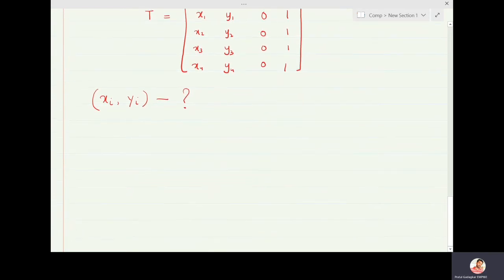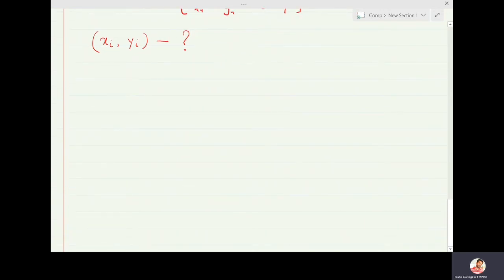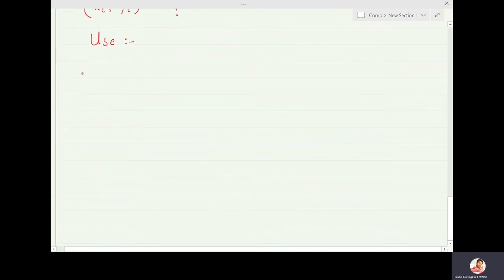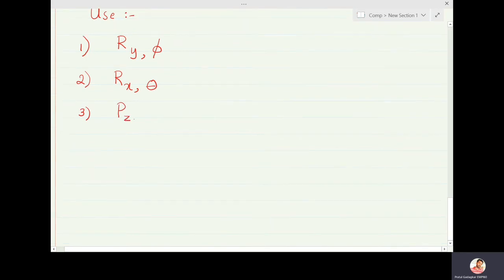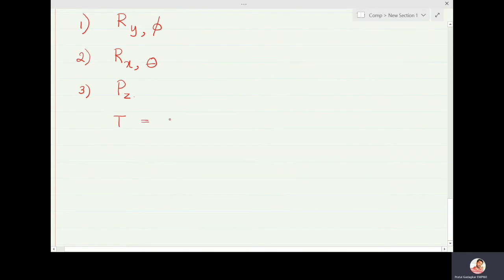Before telling you how this matrix is to be obtained, we are going to use two rotations and one projection in axonometric projection. These three points are now very important for us. First I'm going to use rotation about the y-axis by an angle phi. Then I'm going to use rotation about the x-axis by an angle theta, and after that I will use projection on the z equal to zero plane, which is Pz. So in general, axonometric projections will be obtained by rotation about y by an angle phi, composed with rotation about axis x by an angle theta, and then the projection matrix.